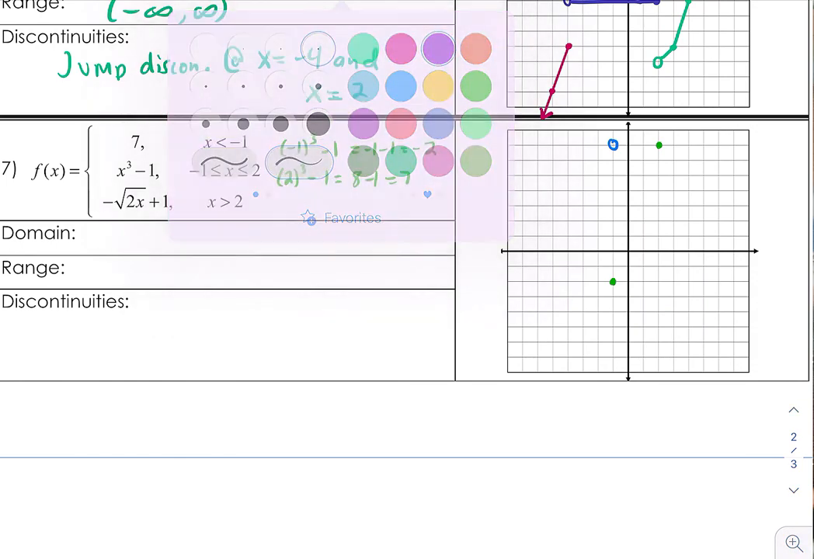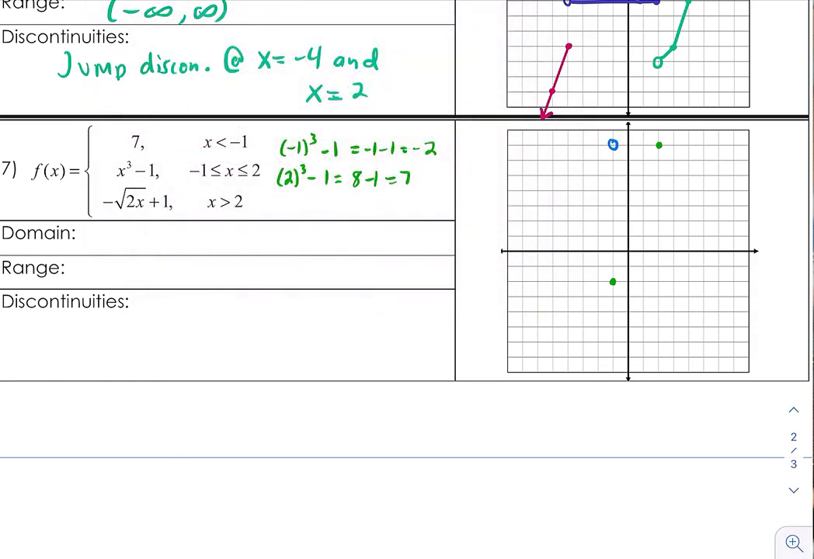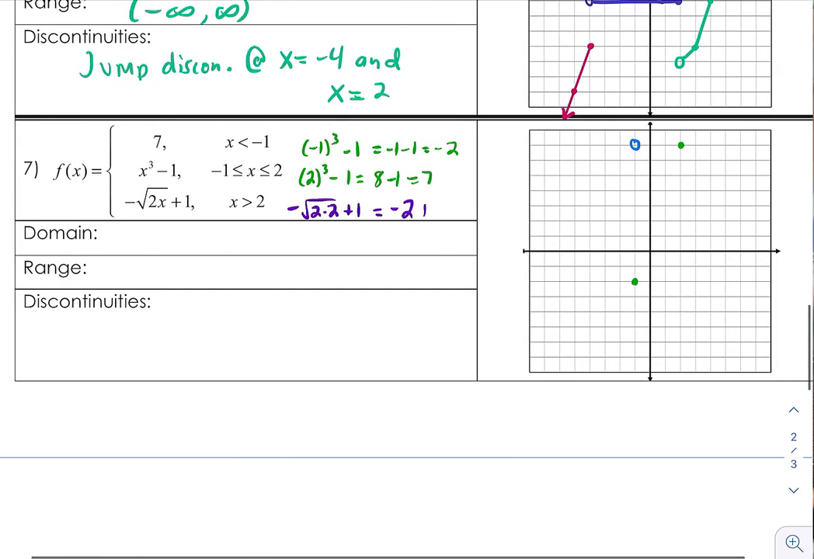And then lastly, for our purple function, we're going to plug in 2 as well. Negative square root of 2 times 2 plus 1 on the outside. That's square root of 4, which is just regular 2. -2 plus 1, which is -1.